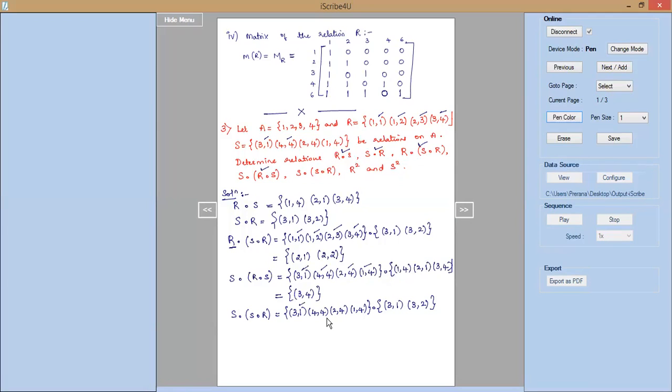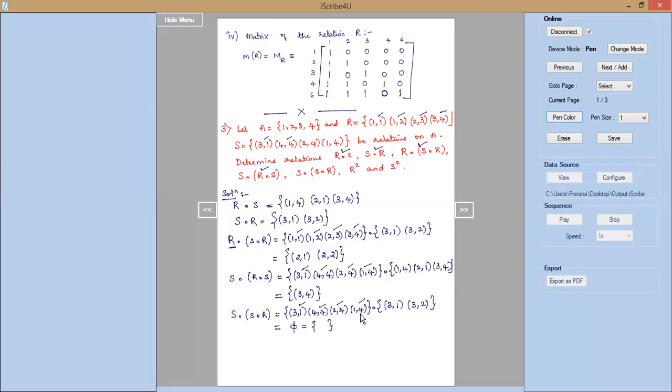Next we have (4,4), ending with 4. There is no element starting with 4 in the second set here. So (4,4) work is over. Then we have (2,4), ending with 4. There is no element starting with 4. So (2,4) work is also over. Then (1,4) is ending with 4. Here, starting with 4, there are no elements. So (1,4) work is also over. So we did not get any elements in this set, which is one and the same as saying it's a null set. It is a null set.